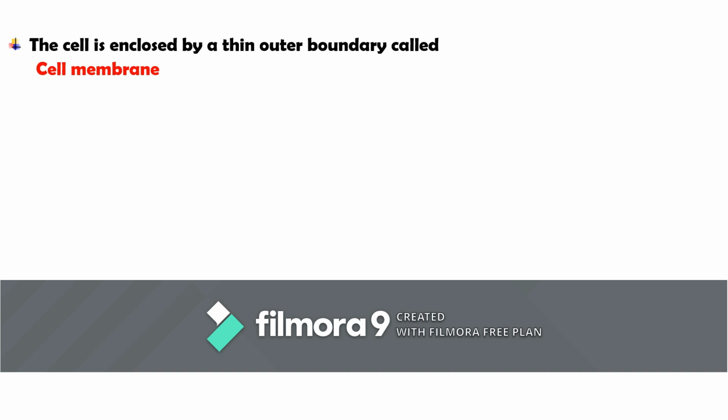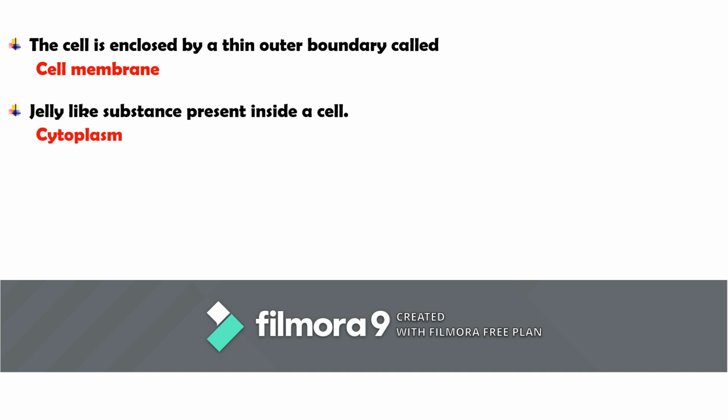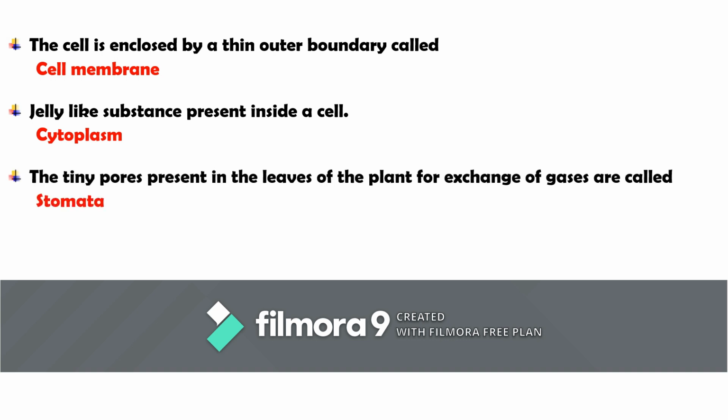Let's check out the questions. The cell is enclosed by a thin outer boundary called the cell membrane. The jelly-like substance present inside a cell: cytoplasm. The tiny pores present in the leaves of the plant for exchange of gases are called stomata.